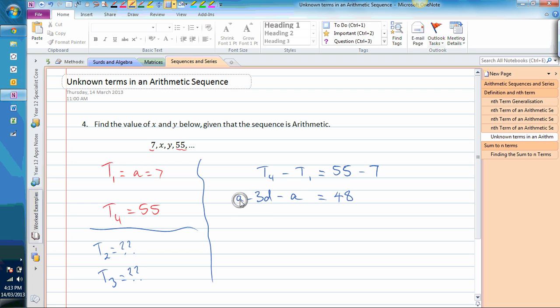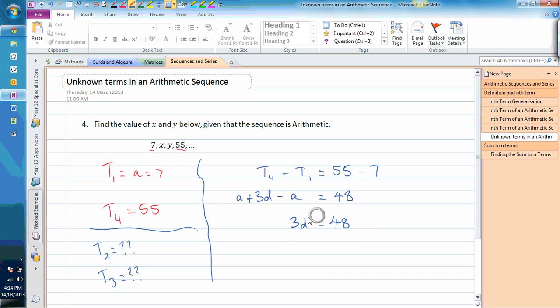Now, looking at this side, A take away A, they're going to cancel out. Oh, hang on, I've made a mistake here. T4, it's not A minus 3D, it's A plus 3D. Let me just fix that. Nothing else is going to change though. A minus A is still 0. They're going to cancel out. So I get 3D is equal to 48.